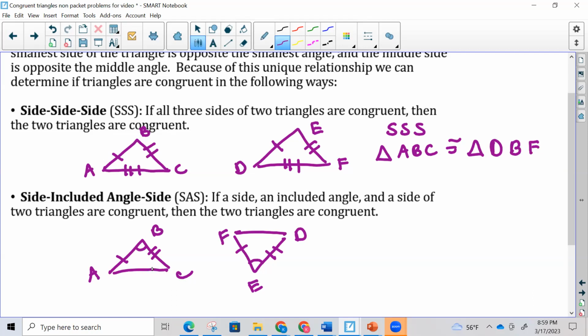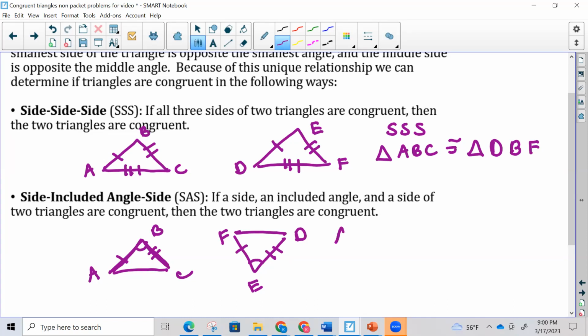If I knew these pairs of things were congruent, then I would definitely be able to say, yes, these 2 triangles are congruent. So side angle side, again, looks like I have 2 pairs of sides congruent. So I have 2 different pairs of sides that have matching tick marks. And I have the angle in between the 2 sides. So the angle has to touch the 2 sides that are marked congruent. So this angle touches those 2 sides, and this angle touches those 2 sides.